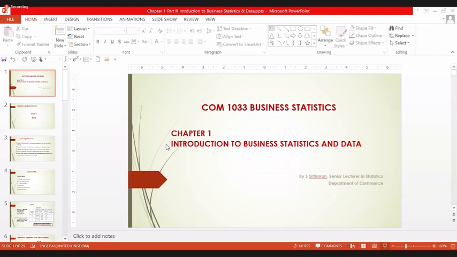Right. Here, introduction to business statistics and data. In the previous sessions, we looked at the introduction to statistics and business statistics. But here we are going to cover the second part, data. This is very important to have a clear understanding of, because all other chapters depend on the data. So you have to get a clear idea regarding what is data.